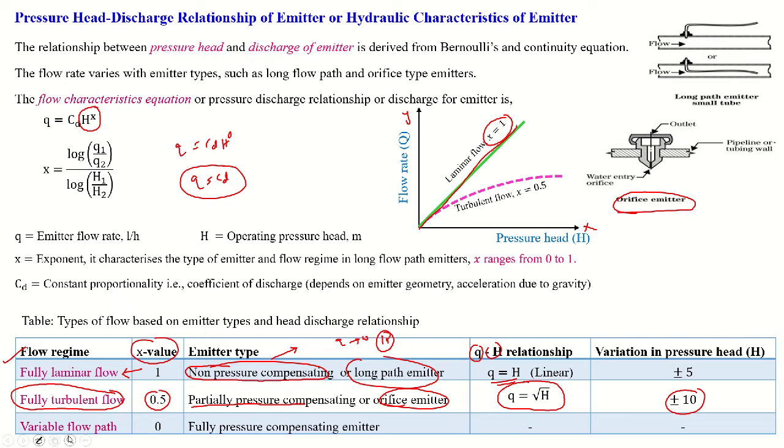So we can say these are completely variable flow path emitters, that is, fully pressure compensating emitters, and this value may be less than 0.5 for the variable flow path, also 0.4, 0.2 or 0.3. Also in some books this value is given. So that is below 0.5, meaning 0.2, 0.3, like that.